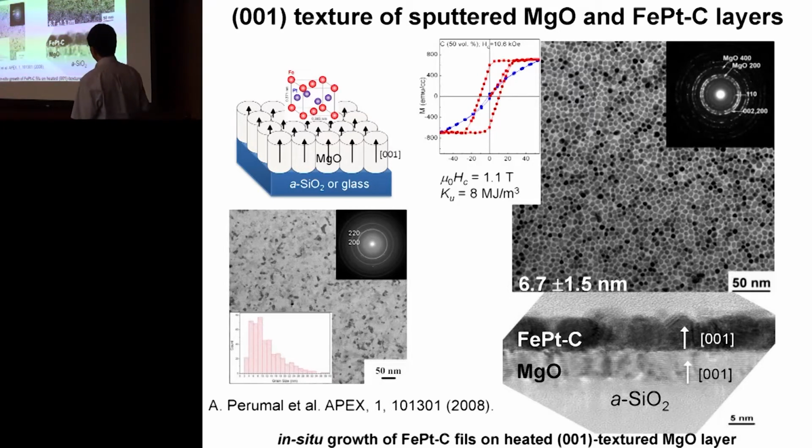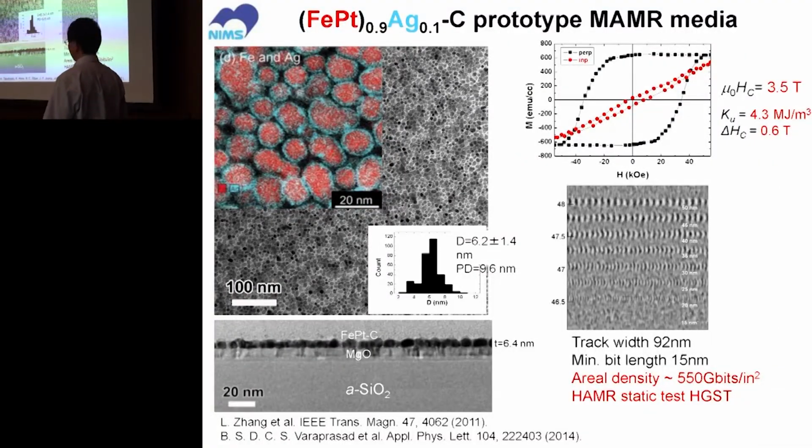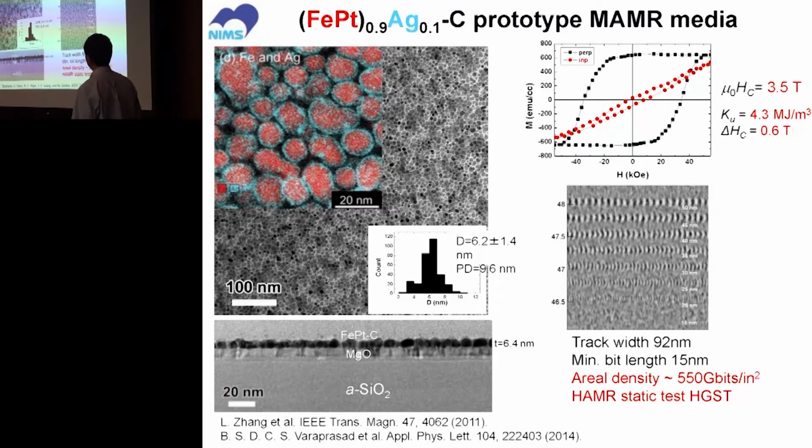And we published this result in 2008, but at that time the coercivity was too low. So what we have done is alloy with silver and grow such a media with the same method on top of silicon oxide, MgO underlayer, and iron platinum carbon. And we get a nice granular structure with very high coercivity.